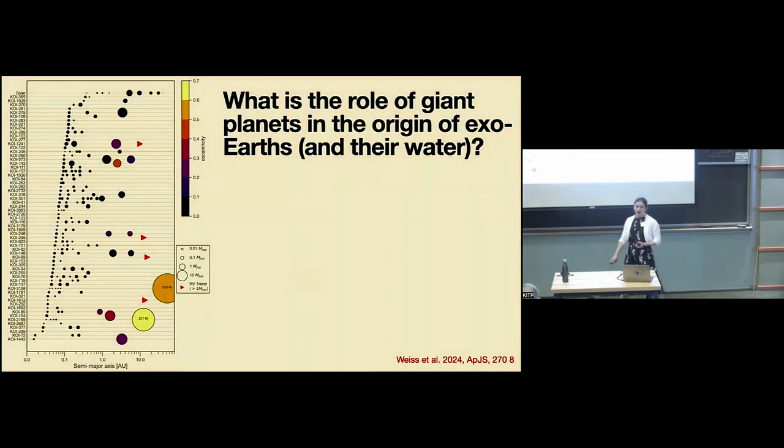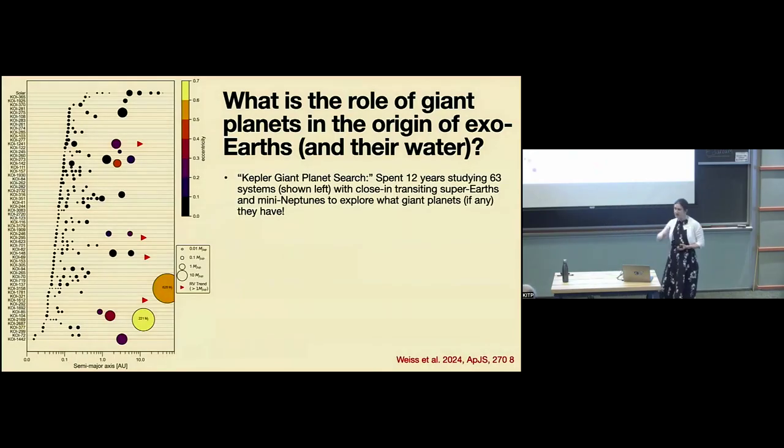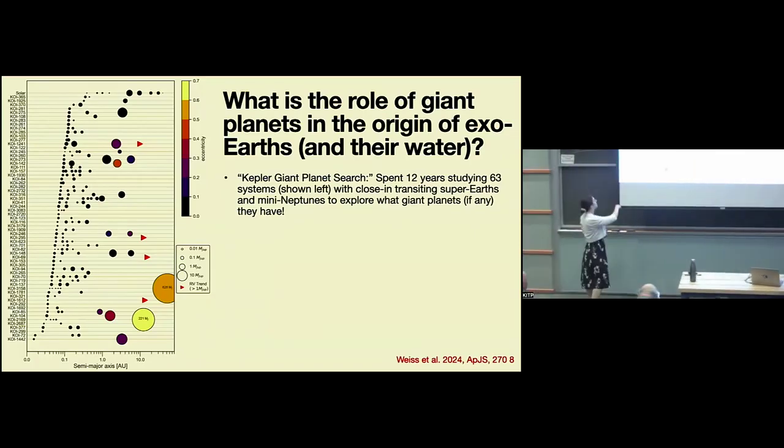To address this question, I led a very, very long survey. This is the Kepler Giant Planet Search, where my colleagues and I spent 12 years studying 63 systems, which are shown on the left. Each of these rows represents the architecture of one planetary system. The sun is somewhere off to the left, and then semi-major axis in logarithmic scale is on the x-axis. The dot sizes are scaled to the planet masses, and colors are scaled with eccentricity. You can also look at this figure in detail in the paper if you'd like to study it.